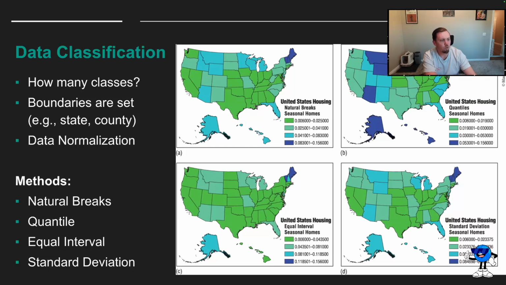As figure 7.8 shows, the same data can produce choropleth maps that look very different and carry different messages depending on which method is used to classify the data. For instance, the map in figure 7.8d, or standard deviation, shows that most states have roughly an average percentage of seasonal homes, while the other maps show various distinctions between the states that are classified as having a higher or lower percentage of seasonal homes. Thus, the same data can result in different maps depending on the chosen method of classification.